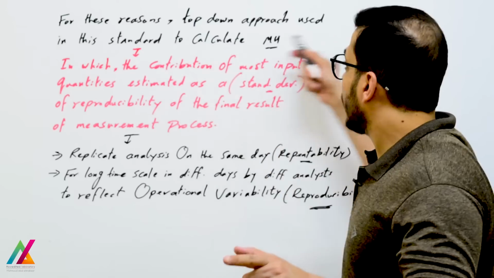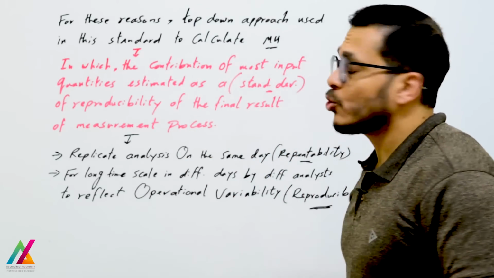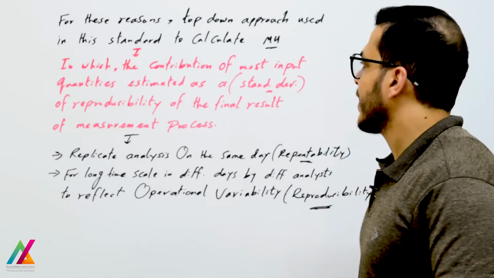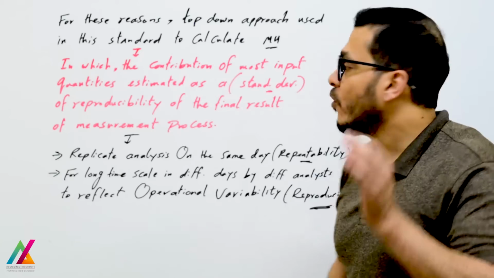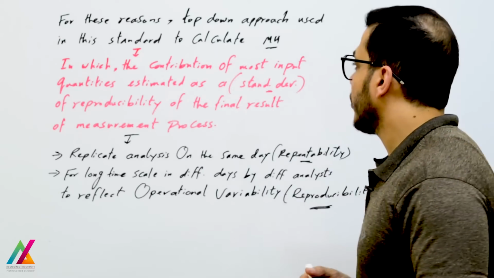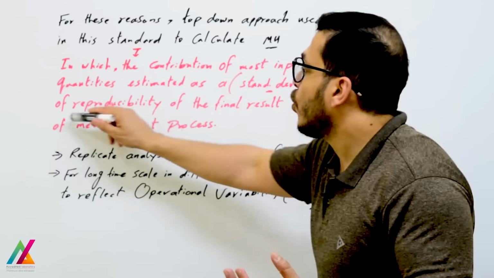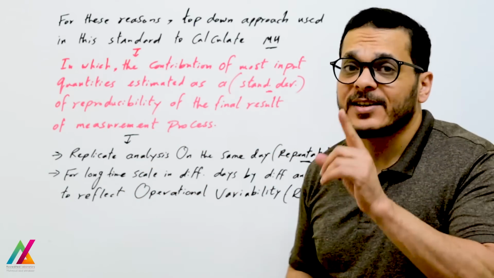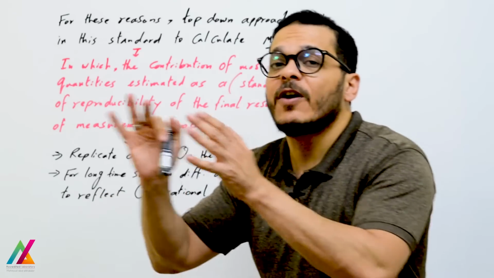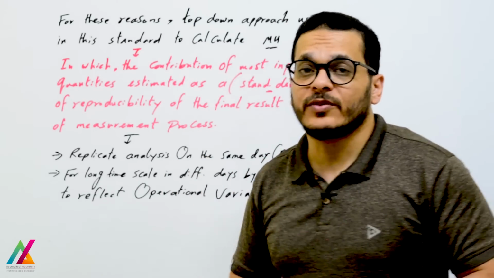But a top-down approach can be used, and it's already used in the standard ISO 19036 to calculate measurement uncertainty, and also in other guidelines, in which the contribution of most input quantities, all of them together as a group, is estimated as a standard deviation of reproducibility of the final result of the measurement process. Not each step, but only for the final result you will calculate the standard deviation of reproducibility of the measurement process.